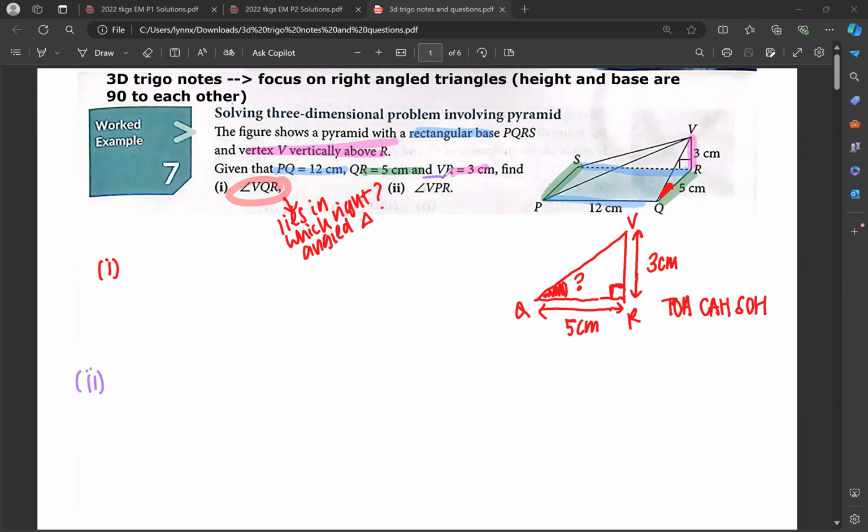So for part 2, can you see here? VPR. Where is VPR? It's in which triangle? For VPR, which right-angled triangle? Don't overthink. No need to overthink. Angle VPR is in which right-angled triangle?